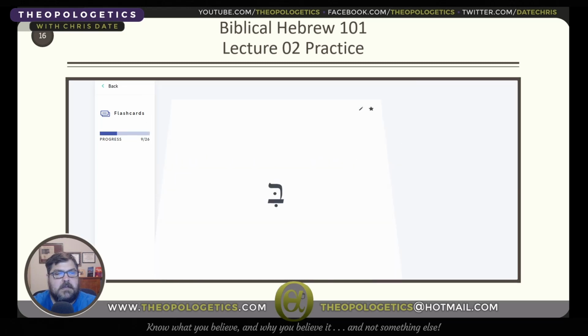Okay. This vowel, the small horizontal line under the consonant, this is the short A-class vowel known as pathach. The pathach makes the sound of A in ball, and it's transliterated using the letter A.